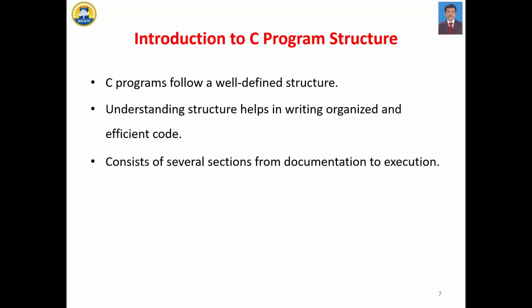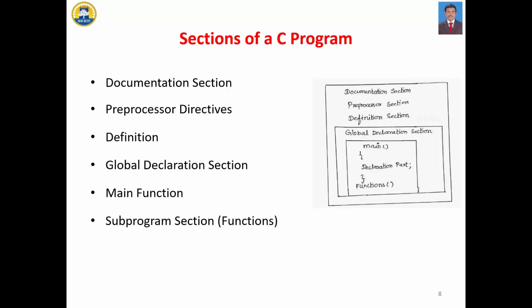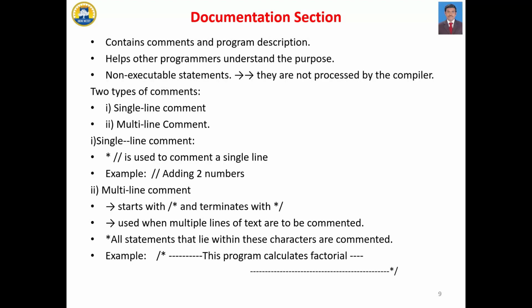Introduction to C program structure. A C program follows a well-defined structure. Understanding the structure helps in writing organized and efficient code. It consists of several sections from documentation to execution. The sections of a C program are: document section, preprocessor directives, definition section, global declaration section, main function section, and subprogram section, that is, functions. So there are generally 6 sections in a C program.